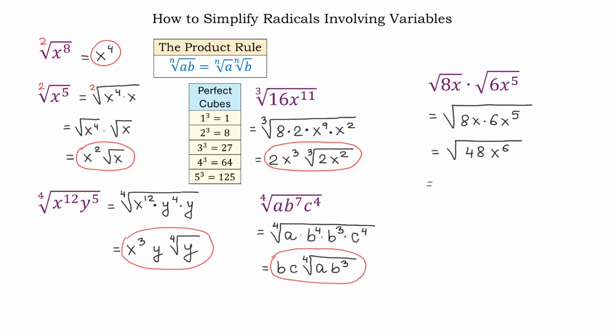Now 48 is not a perfect square, but the largest perfect square that is a factor of 48 is 16, so we will write 48 as a product of 16 and 3. Then we will bring down x to the 6th power. So we did not split x to the 6th power into a product because the exponent 6 is divisible by 2. And now square root of 16 is 4. Square root of x to the 6th power is x cubed, because 6 divided by 2 is 3, and 3 stays inside the square root.